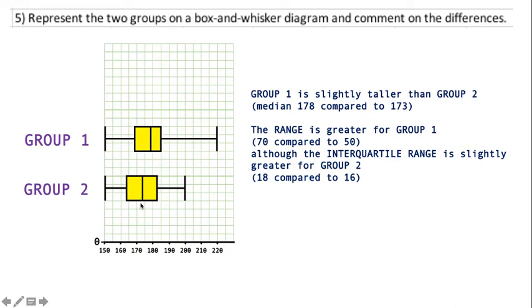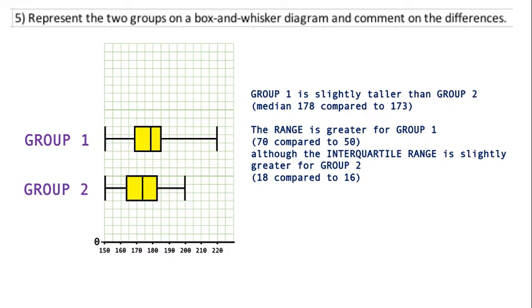The interquartile range is a slightly better measure because the range depends very much on the biggest and smallest values, whereas the quartiles are much more affected by all of the values around them. So I personally prefer the interquartile range as a measure of how spread out the data is. In this case there's not too much difference between the interquartile ranges, slightly bigger for group 2, but in any case, in an exam question, that's what you're looking to do.